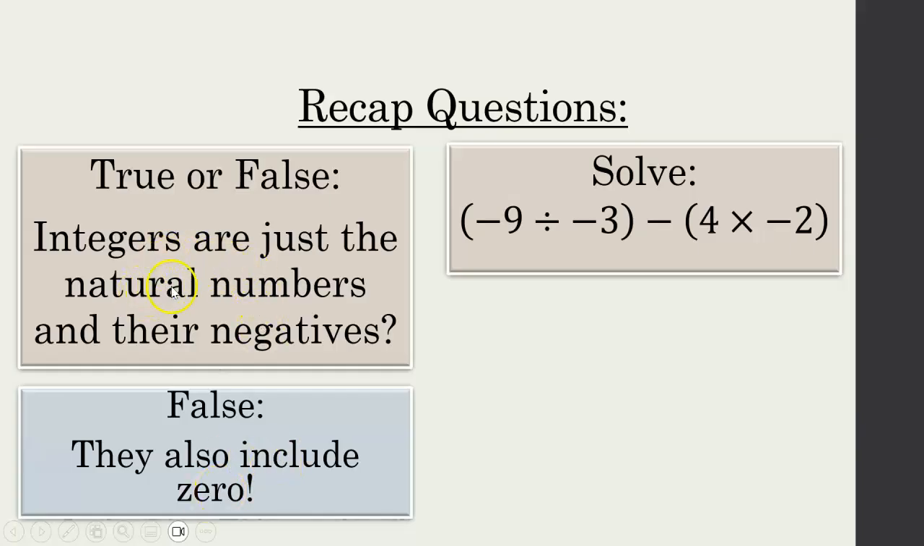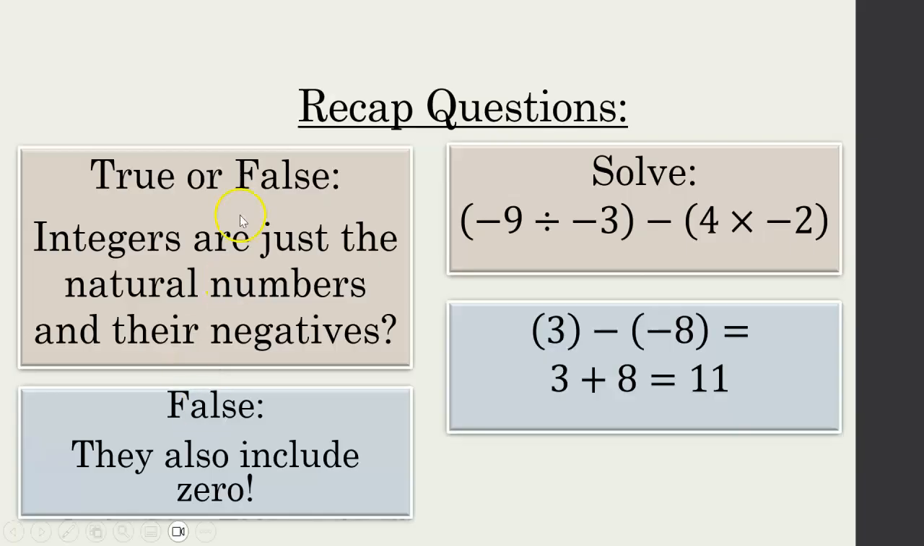Remember, natural numbers are 1, 2, 3, 4, 5, 6, 7, 8, 9, 10, 11, 12. It starts at 1. So integers are the negative numbers, yeah, that's true, but they also include 0. So don't forget, they also include 0. Really, really important. So integers are positive and negative whole numbers, and they include 0. That's the official definition. That's what you'd write down if asked in a question, what are integers?